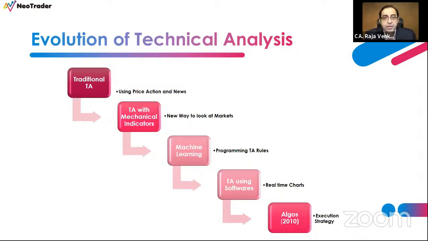Now then came technical analysis with mechanical indicators. That is when we got to know in 1978 by J. Wells Wilder. He showed how you can mechanize the indicators and make it more powerful. And then came the machine learning. Okay, the machine learning was a scenario where some bit of programming the technical analysis rule set so that you can work faster, you can execute faster.